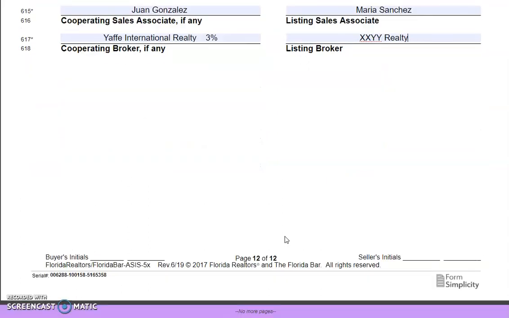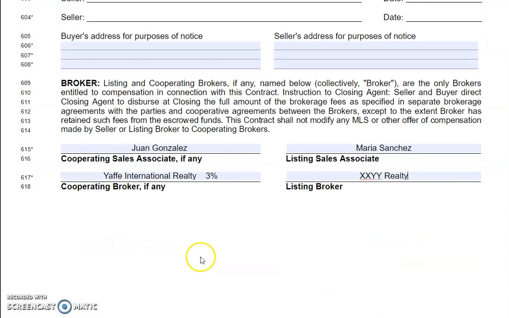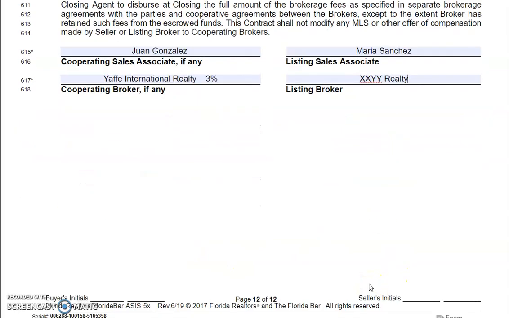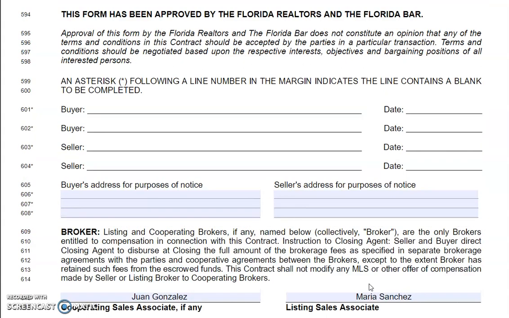Okay, then what you need to do is make the buyer initial, and send to the other listing agent, Maria Sanchez, in order for her customers to initial. Okay, thank you very much.